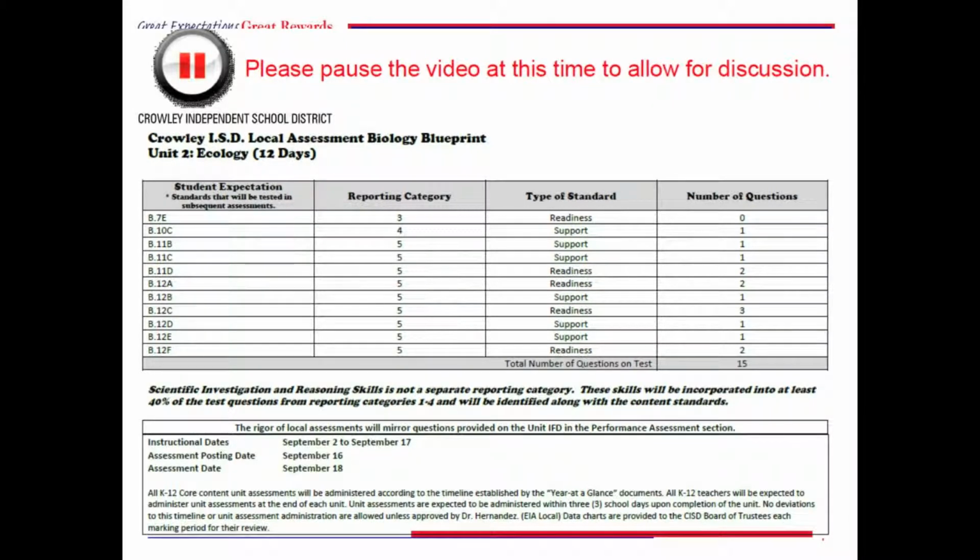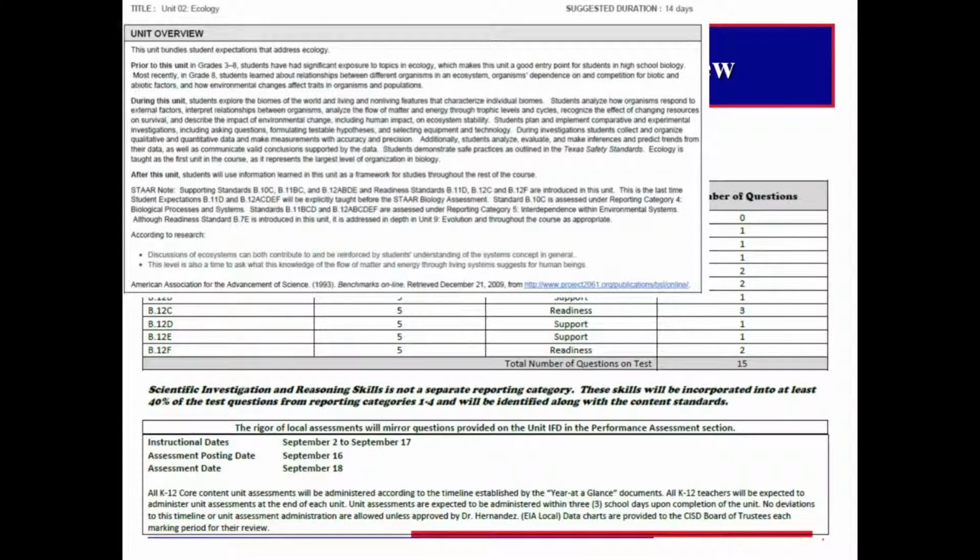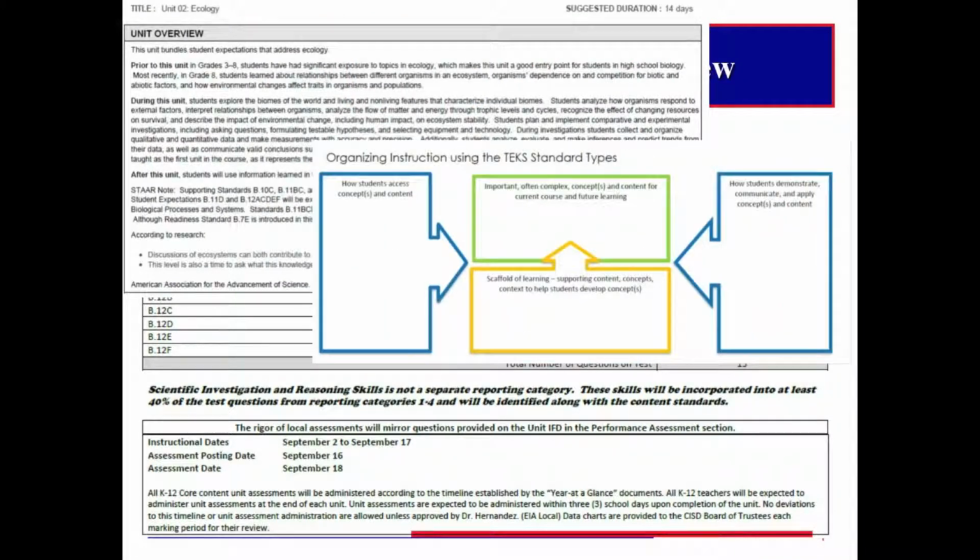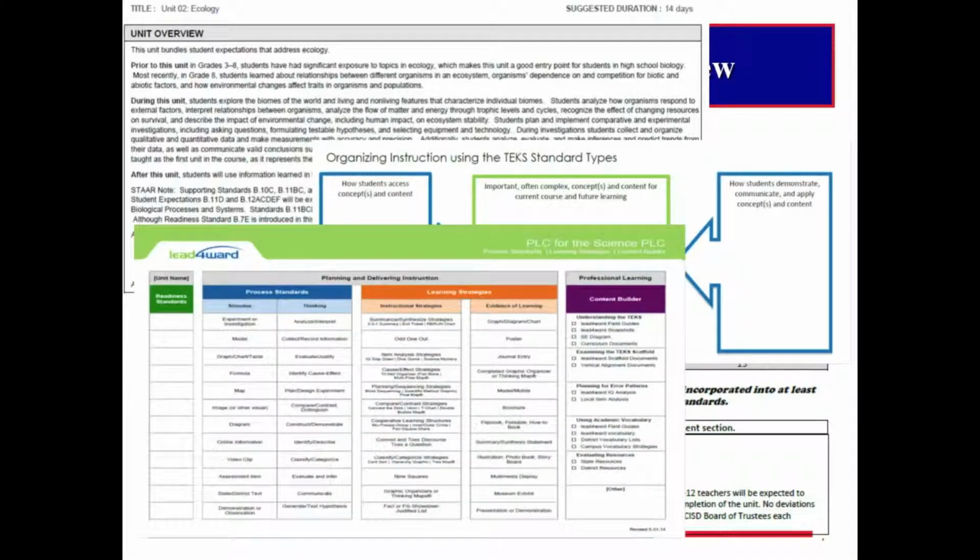As per the local assessment guidelines, the Unit 2 local assessment will be available for printing purposes on September 15th, and the unit should be assessed on September 18th. Teachers are to administer unit assessments within 3 days upon completion of the unit. Materials teachers will need are the Unit 2 IFD, Organizing Instruction Using the TEKS Standard Types document, PLC for Science PLC document, and green, yellow, and blue highlighters.